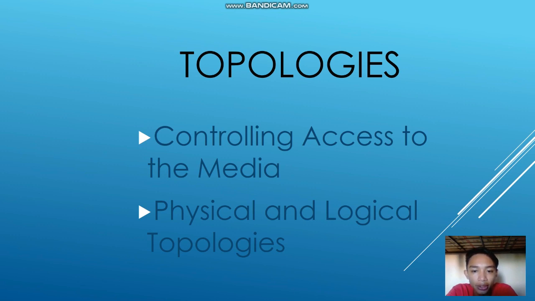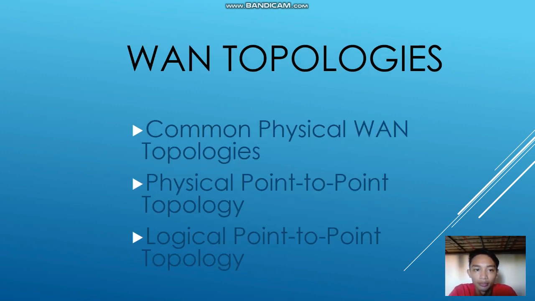Physical and logical topologies. The topology of a network is the arrangement or relationship of the network devices and the interconnections between them. LAN and WAN topologies can be viewed in two ways: the physical topology and the logical topology. The common physical WAN topologies. WANs are commonly interconnected using the following physical topologies: point-to-point, hub and spoke, and mesh.